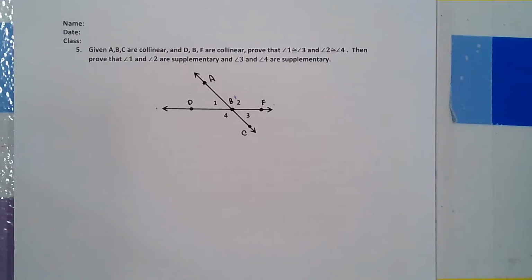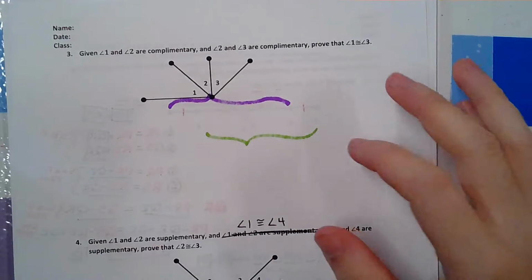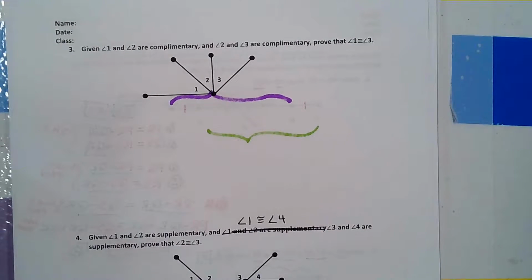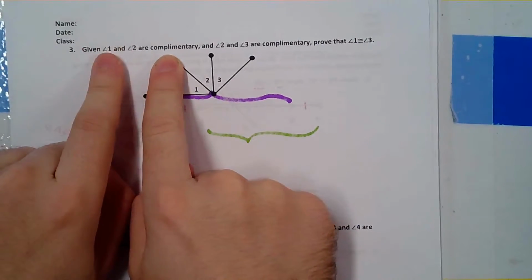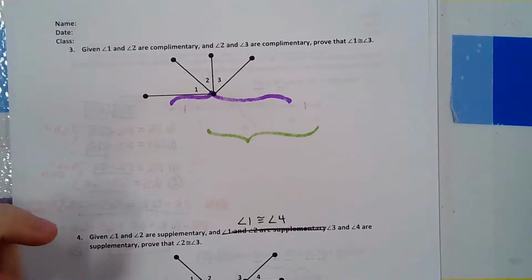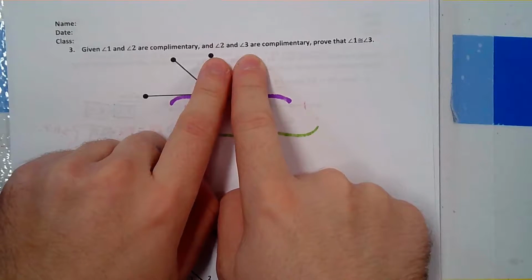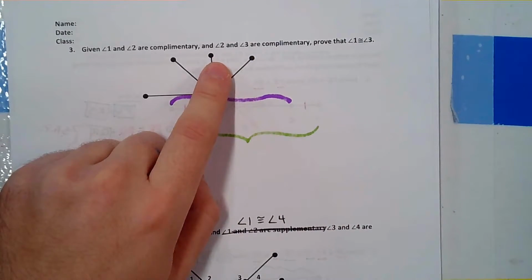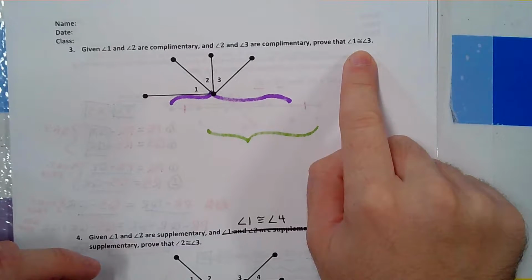Okay? Number 3, here's my hint to you. It says 1 and 2 are complementary. What do you know about complementary? What does that mean? Yeah, they add up to 90. So another way of writing that, that's what's given, right? I should know that 1 and 2 add up to 90, so I'd write that. Write what you know. 2 and 3 are complementary, so I'd write that the measure of 2 plus the measure of 3 equals 90. Don't forget those M's. We're trying to get 1 and 3 in the same room, right?